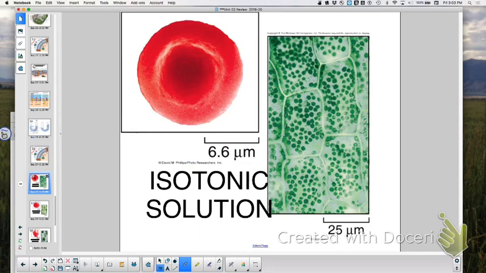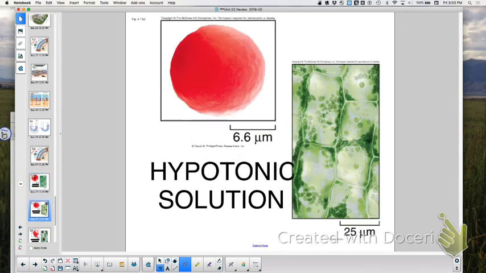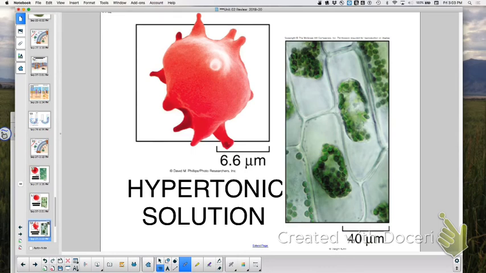So then we look at what can happen. Here's an isotonic, same. Here's a red blood cell, plant cell. It's a biconcave disc. Looks great, looks healthy, because the same amount of water going in is going out. But if you put that same red blood cell in a hypotonic solution, water must flow from the hypo and it'll go in and swell and burst. Hypertonic, water must flow from the hypo. If the solution around the red blood cell is hypertonic, that means the red blood cell is hypotonic. Water must flow out of it and it'll shrink.